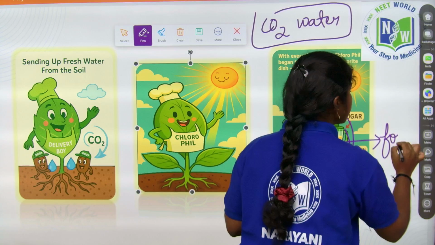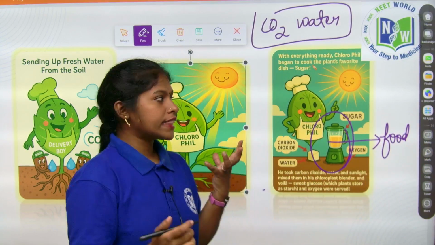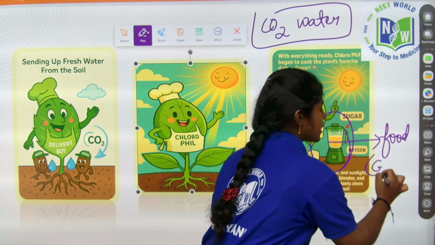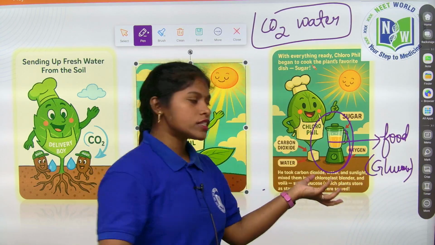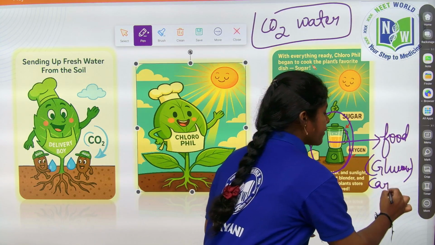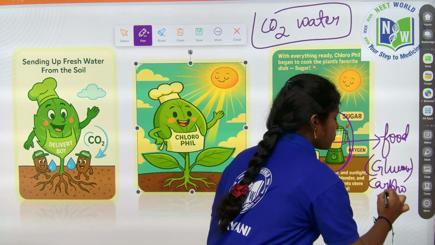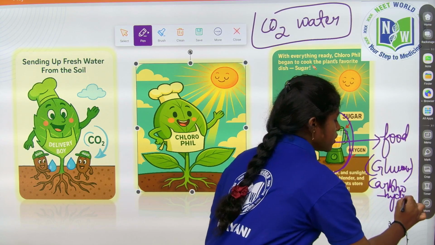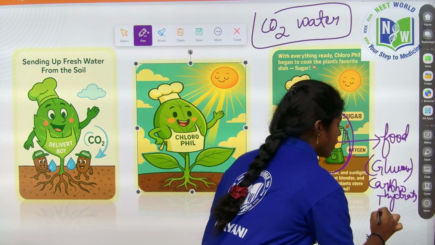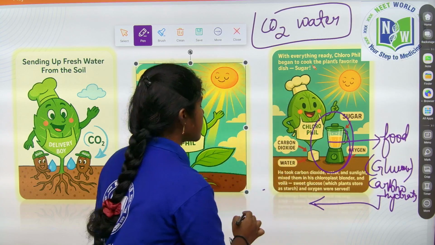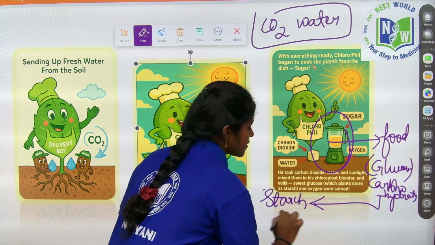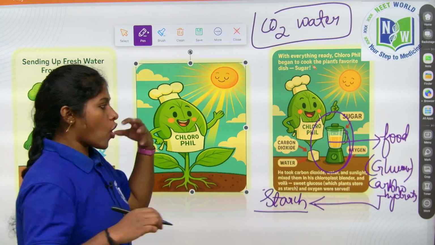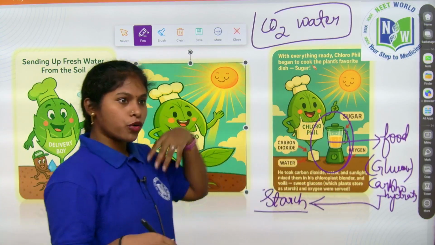It produces the, children? It produces the food. It is nothing but glucose. It is nothing but sweet glucose, right? Glucose is also called a carbohydrate. Carbohydrates. Ultimately it is stored in the plant as starch. As, children? As starch, right? So along with this glucose, children, what is produced?